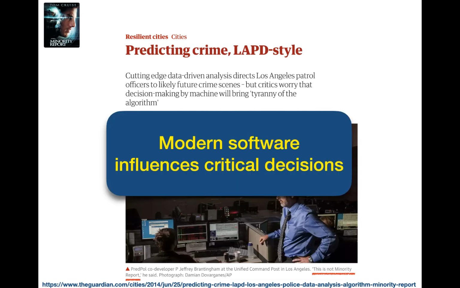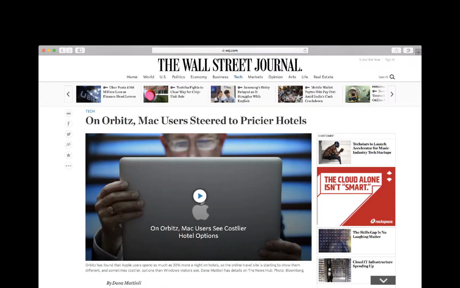The main point I'm trying to make here is that globally, software is making some incredibly important, influential, really critical decisions. And when it's not making them, software is often influencing them. Unfortunately, we all know that software can be buggy and can do things we don't expect it to do. A few years ago, Orbitz steered users visiting its website from Macs towards pricier hotels than those visiting from PCs. You could argue this makes some sense. Macs typically cost more than PCs. But you could also argue that the software was acting unfairly.